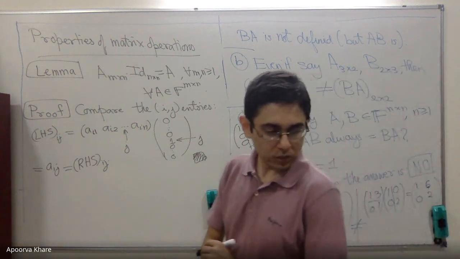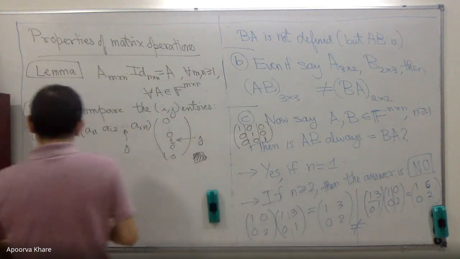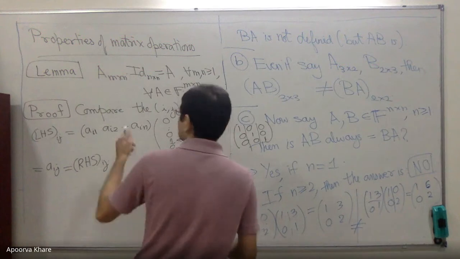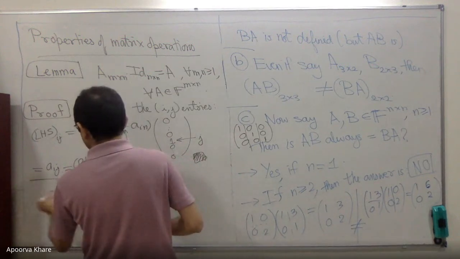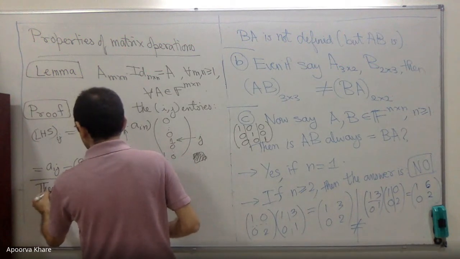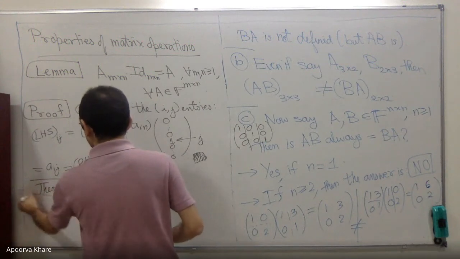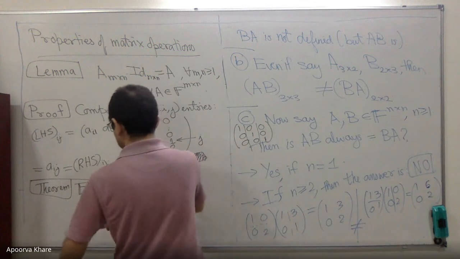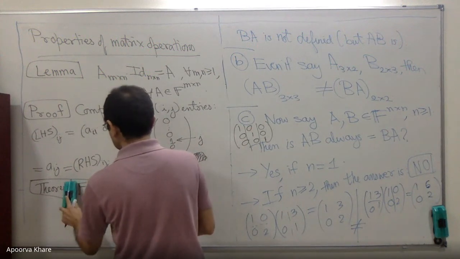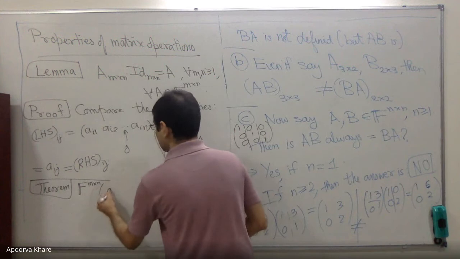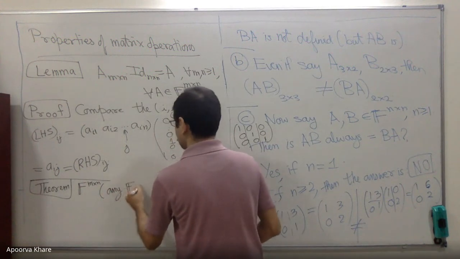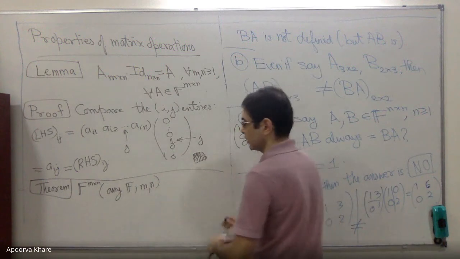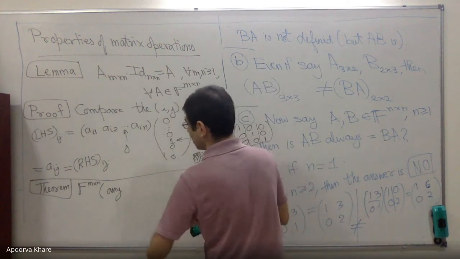Okay, the next one I want to tell you about. Now it's time to tell you about the properties of matrix multiplication. Maybe let's call it a theorem. Take any field F, and any integers m, n bigger than or equal to 1.